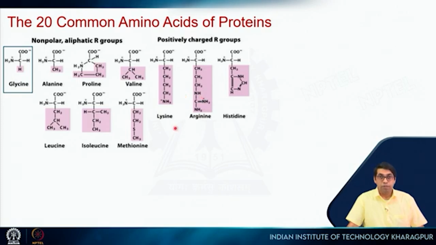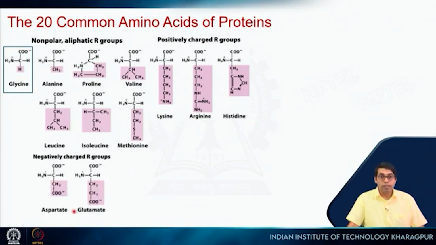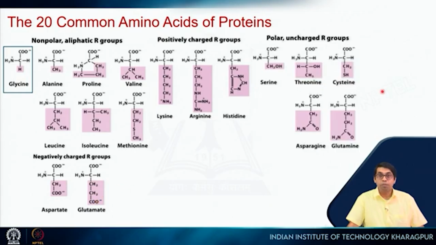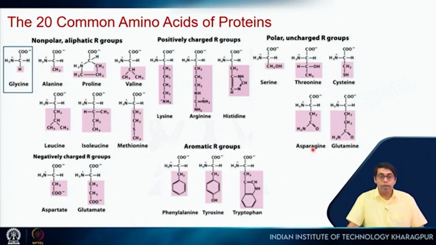Then there are amino acids which have a positive charge, and these are also basic amino acids. Examples are lysine, arginine, and histidine. Then there are amino acids which have a negative charge, so these are acidic amino acids: aspartic acid and glutamic acid. We have polar amino acids, which are not charged, but they have polar groups like the OH group, SH group, NH2, or CONH2 groups. And finally, we have aromatic amino acids where the side chain has aromatic groups. Phenylalanine, tyrosine, and tryptophan are examples of aromatic amino acids.